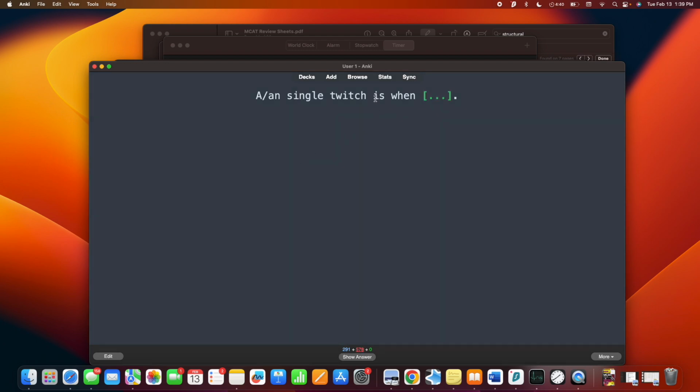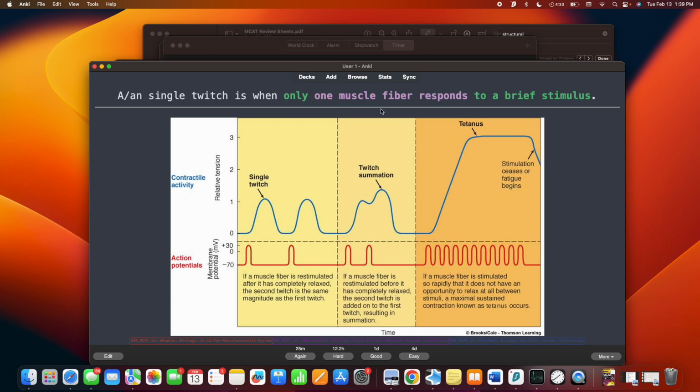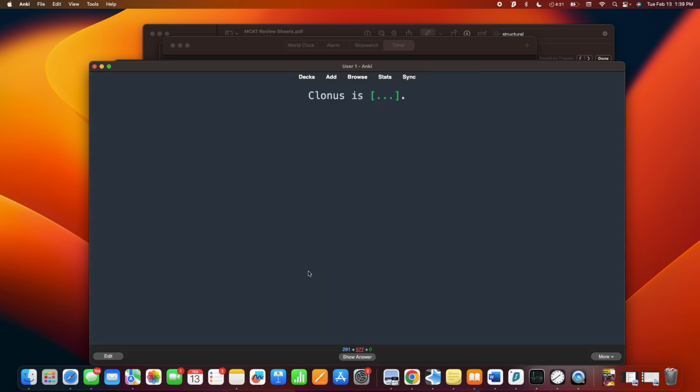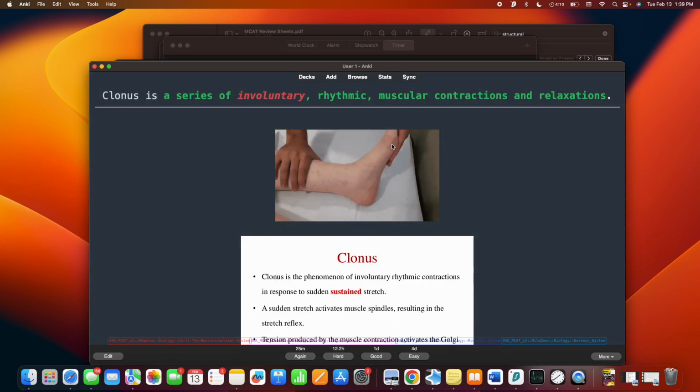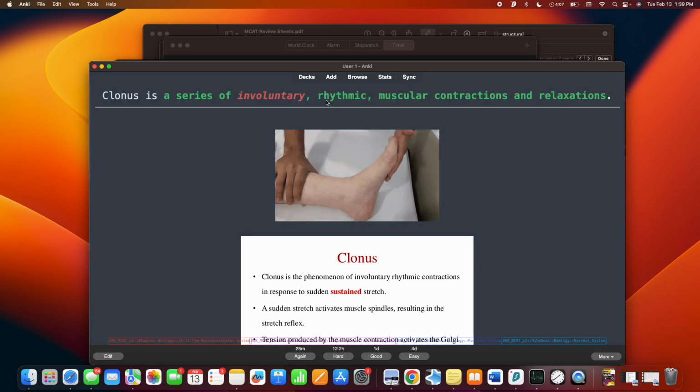A single twitch is when one muscle fiber is excited, right? Only one muscle fiber responds to a brief stimulus. Excitation, excited. Clonus is the rapid involuntary stretching and contraction, contraction and relaxation of a muscle, like the foot going back and forth, rhythmic also.